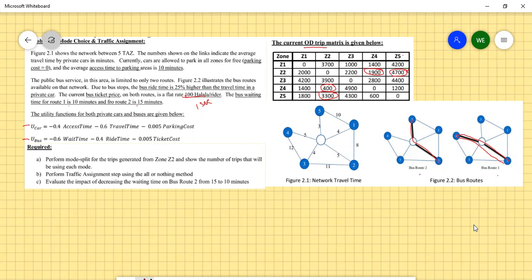So let's get the mode choice for OD 2, 4. This is route 1.